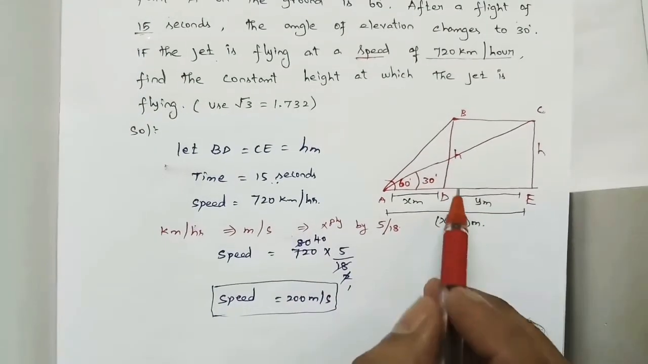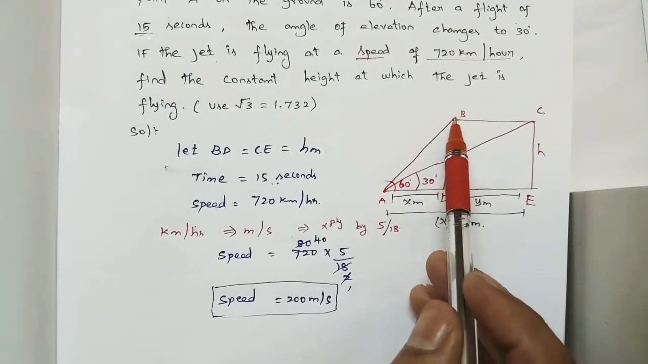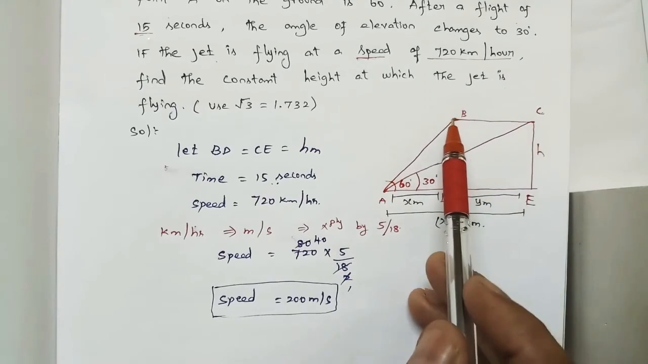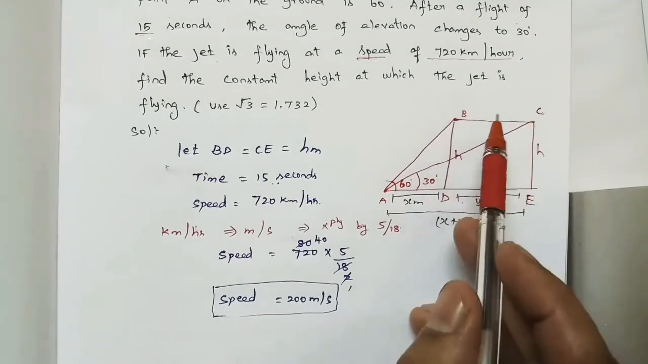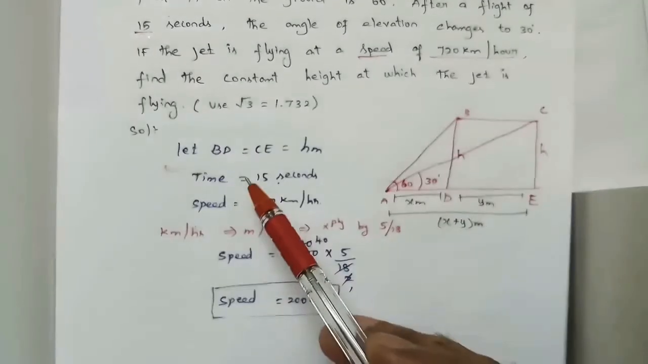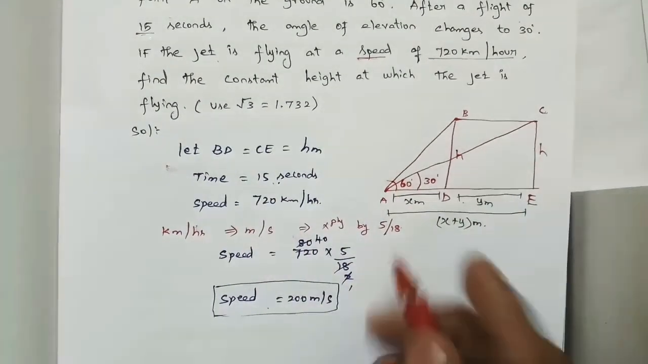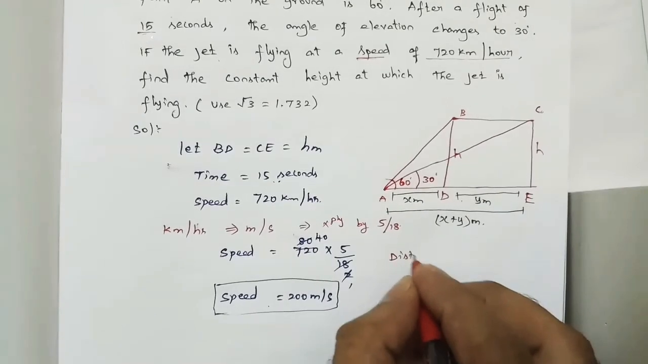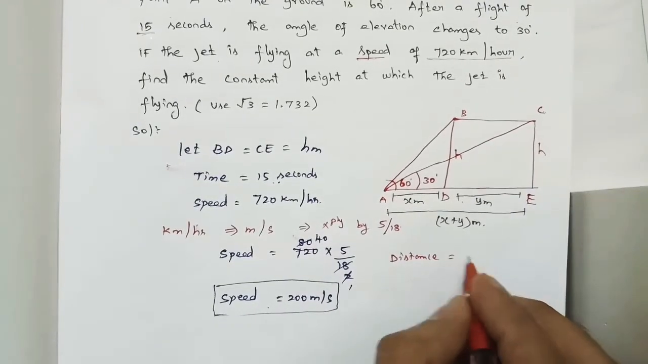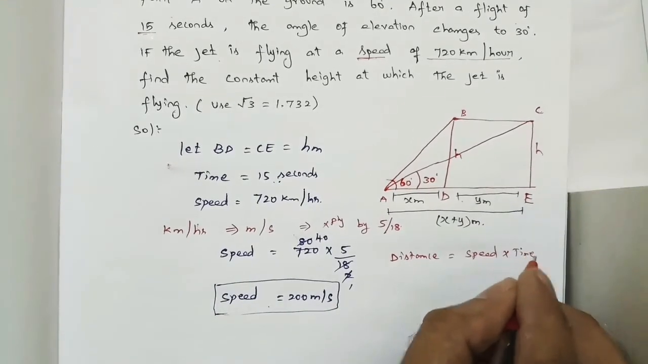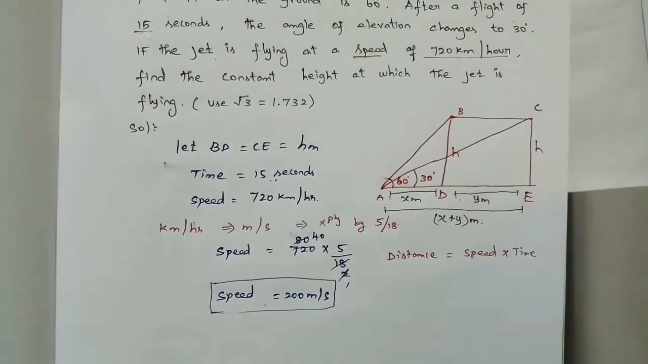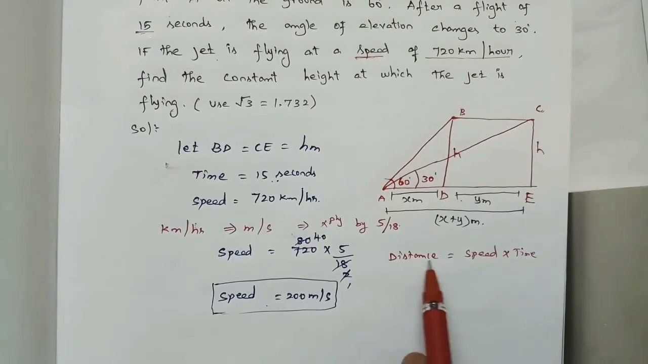Now I am going to find the distance traveled from point B to C. The jet fighter traveled in 15 seconds. Because we know the time as well as the speed, what is the formula? Distance is equal to speed into time. Already we know the formula: distance is equal to speed into time.